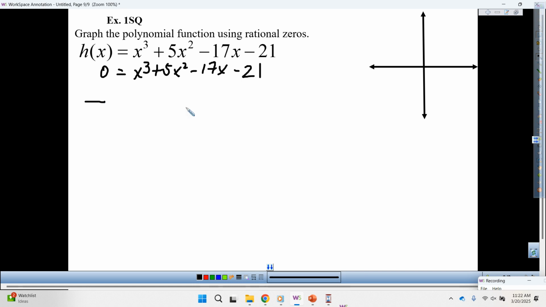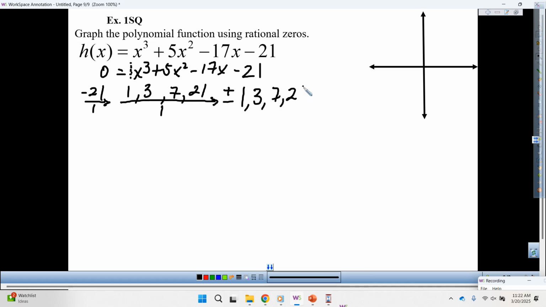Remind your neighbor, what numbers are we going to use from that equation to make our fraction? Negative 21, which is a constant, over an invisible 1. That is correct. So therefore, factors of 21 are 1 times 21 and 3 times 7. Those are all our factors. For 1 is just 1. Therefore, plus minus, 1 divided by 1 is 1, 3 divided by 1 is 3, 7 divided by 1 is 7, 21 divided by 1 is 21.